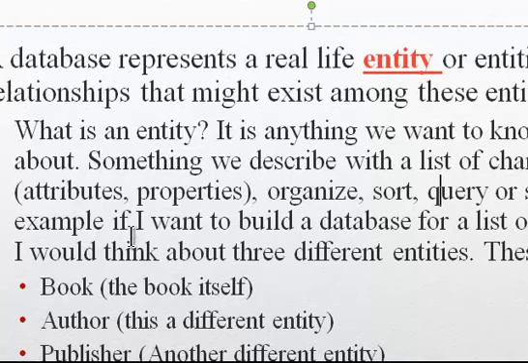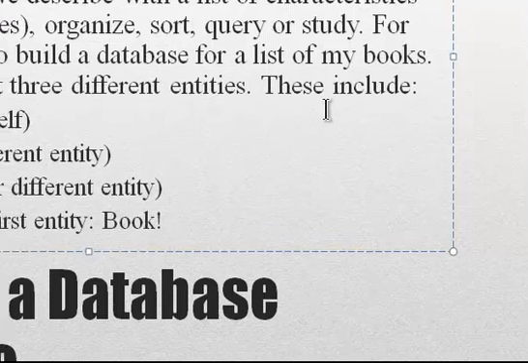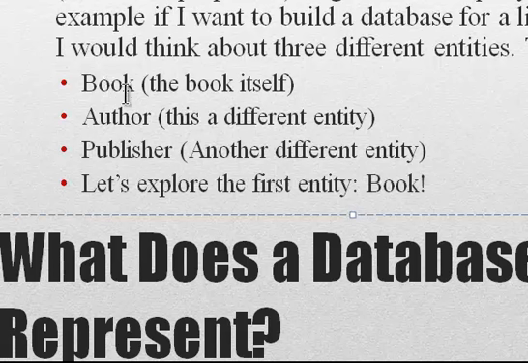For example, again, if I want to build a database for a list of my books, this is the example that we're going to follow through these videos. I would think about 3 different entities. These include the book itself, and the author of the book, and the publisher.